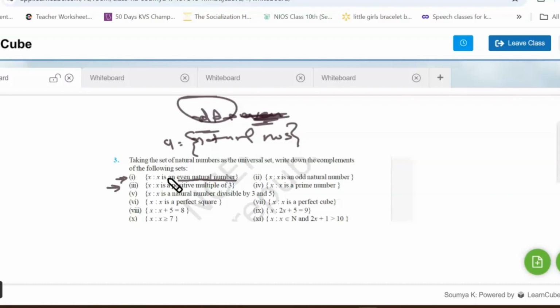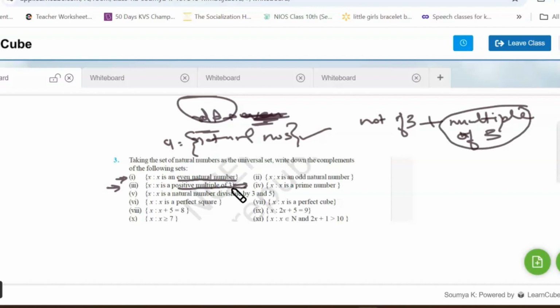The third one: x is a positive multiple of 3. So the set is positive multiples of 3. Since all are natural numbers, all numbers are positive itself. And in the given natural number set, or the universal set, you have elements which are multiples of 3 and elements which are not multiples of 3. Now they are asking for positive multiples of 3. So this is what you have with you.